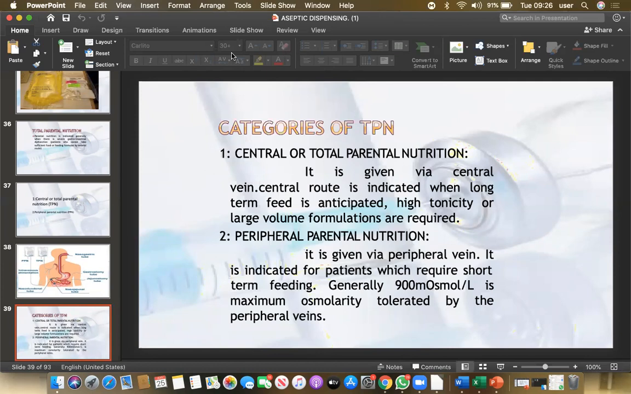Now, one is central or total parenteral nutrition. It is given via the central vein. The central route is indicated when long-term feeding is anticipated and high intensity or large volume formulations are required. Peripheral parenteral nutrition is given via a peripheral vein. It is indicated for patients who require short-term feeding. Again, 900 mOsm/L is the maximum osmolarity tolerated by the peripheral vein.